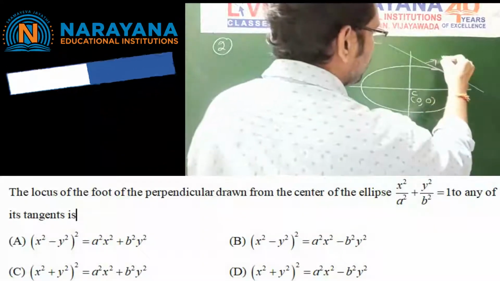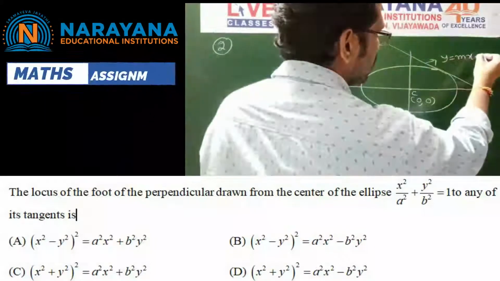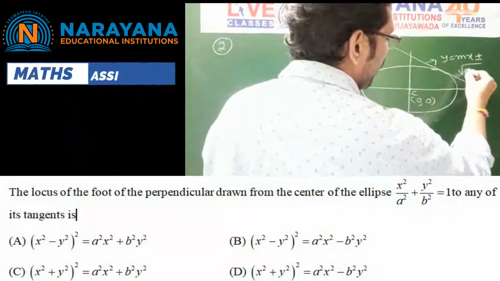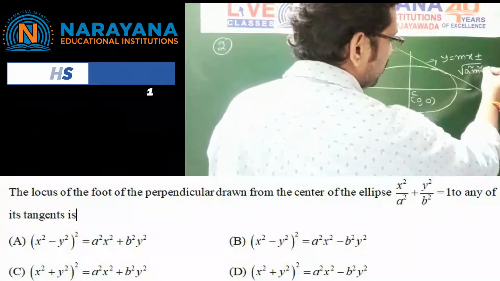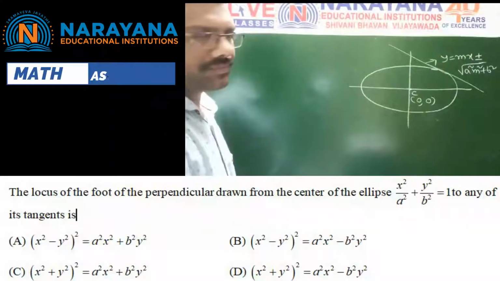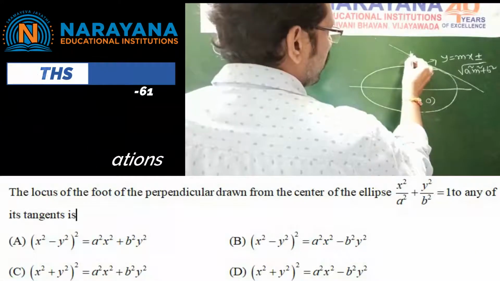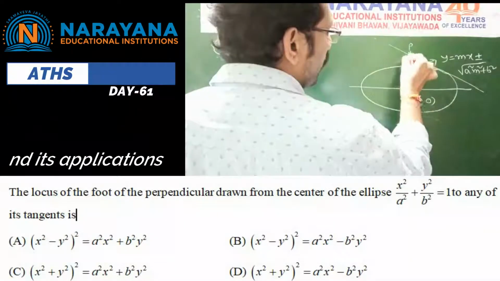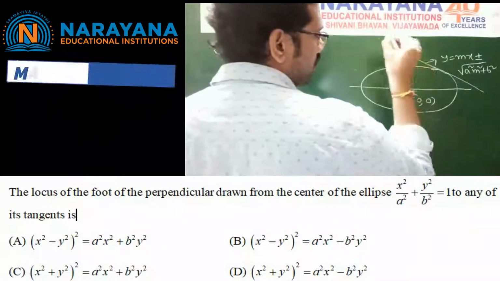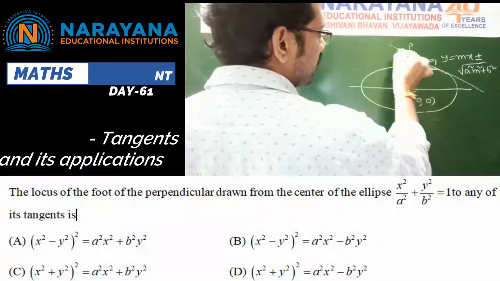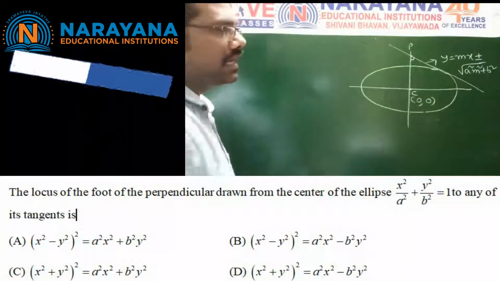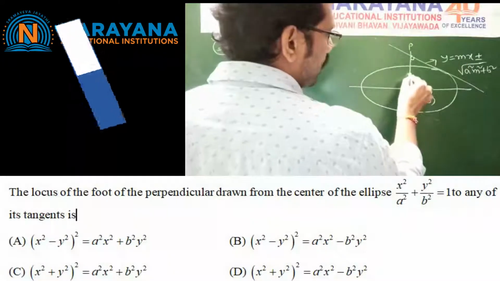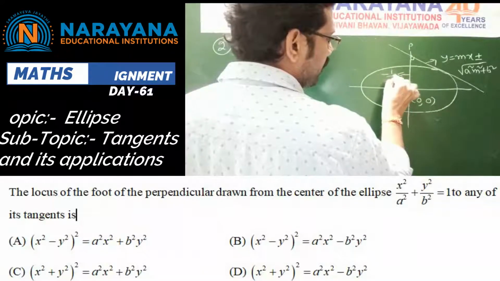The equation of the tangent with slope m is y is equal to mx plus or minus square root of a square m square plus b square. CP is perpendicular to the tangent. This is called P. P is the point of intersection of CP and the tangent, and P is nothing but the locus. The slope of the tangent is m. The slope of CP is minus 1 by m.